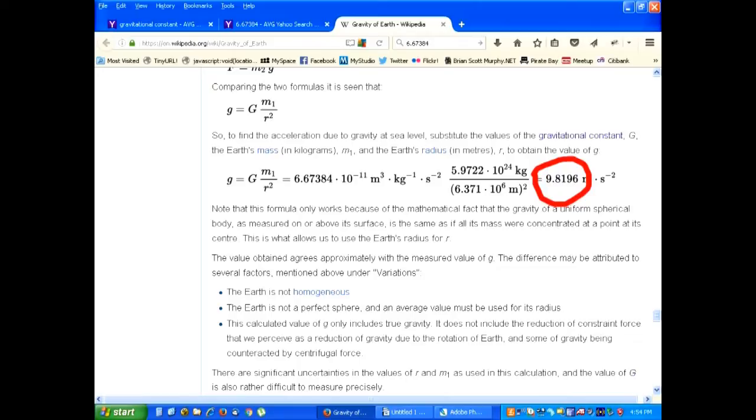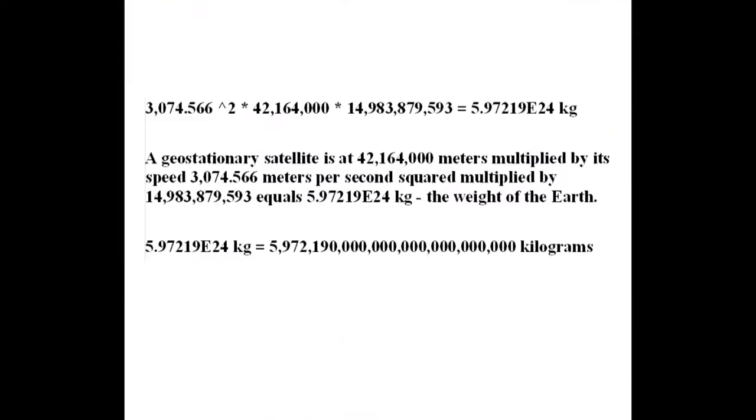Here we see the metric version of 32 feet per second, 9.8196 meters per second. Here we see the math written out. The speed shown is in meters rather than kilometers. You can see a speed in the thousands multiplied by a distance in the millions multiplied by the gravitational constant in the billions equals the weight of the Earth at 5.9 septillion kilograms.